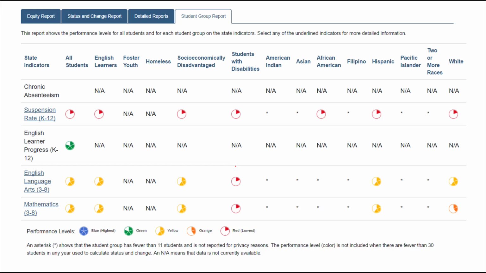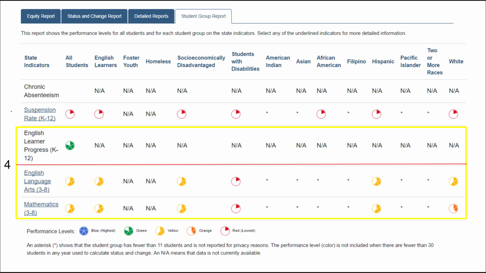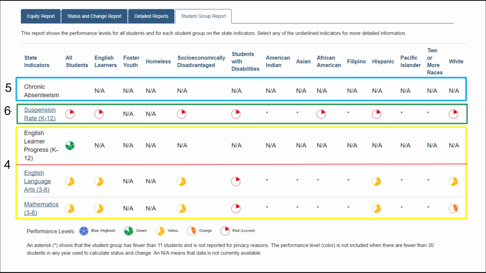Now let's go on to another category. Let's look at this one. Go ahead and analyze it. See where you can look at the suspension rate indicators and the chronic absenteeism as they come up based on those priorities. If you want to pause this, you can.